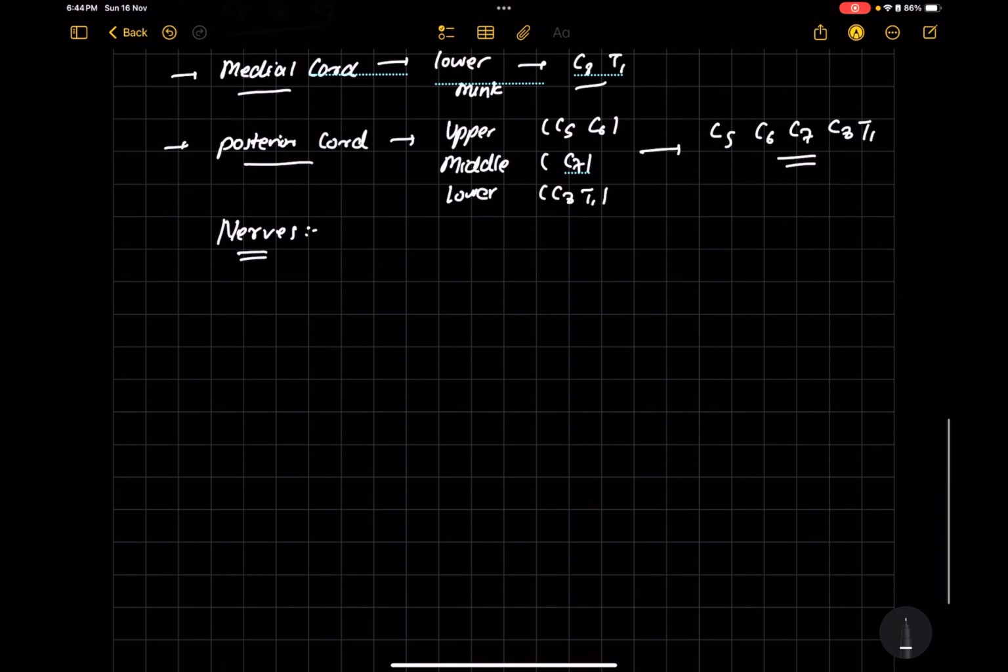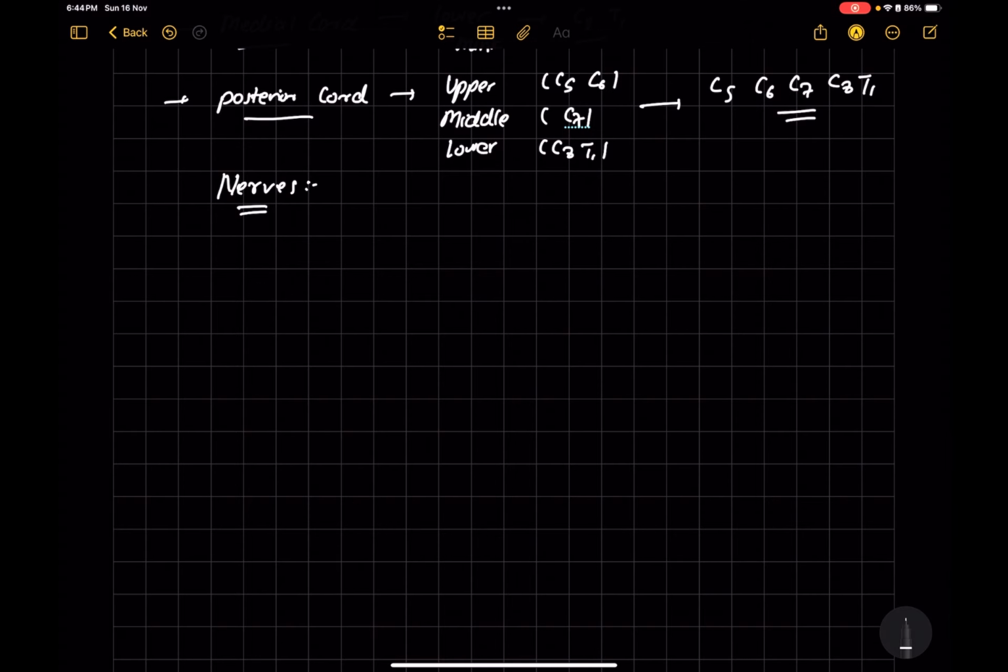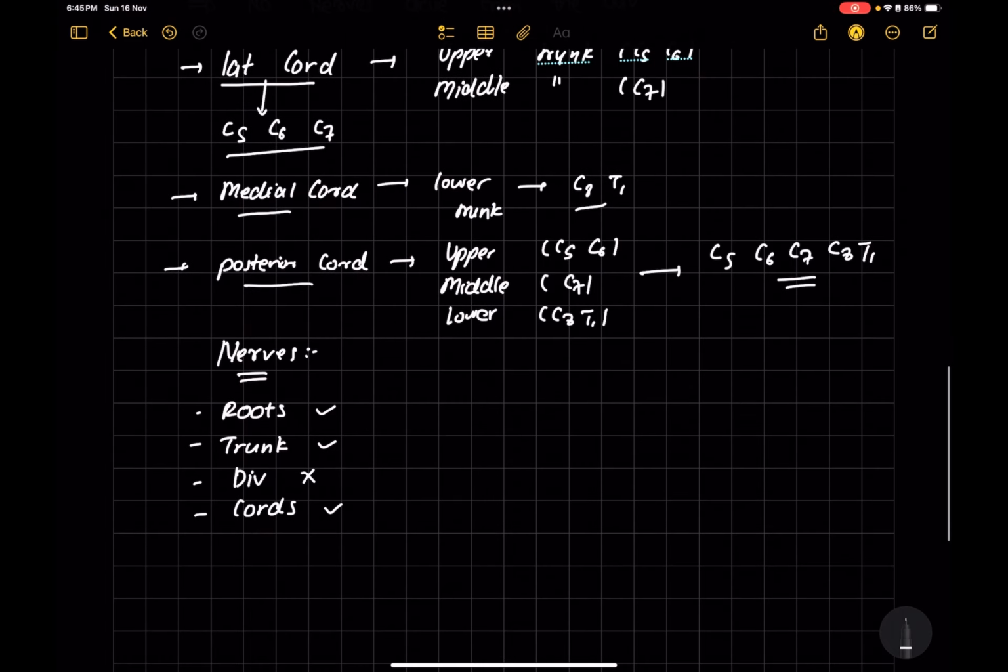Okay, so nerves. Now remember, from where do nerves come? I told you initially that nerves arise from roots and trunks. Do they arise from divisions? No, they do not. They do not arise from divisions and from cords. They arise from roots and trunks. So we have 2 nerves that arise from the roots. What are those nerves?